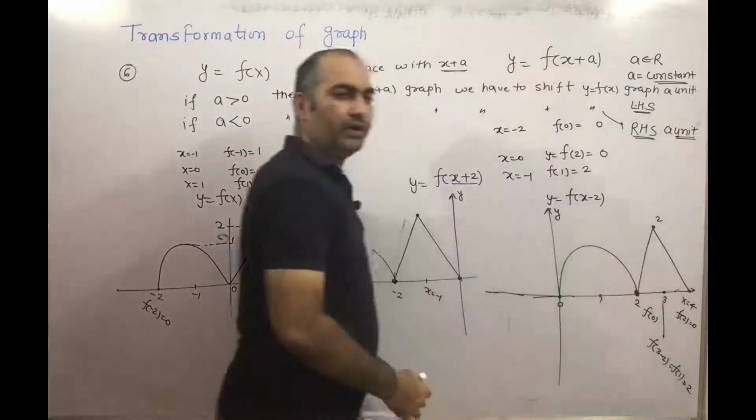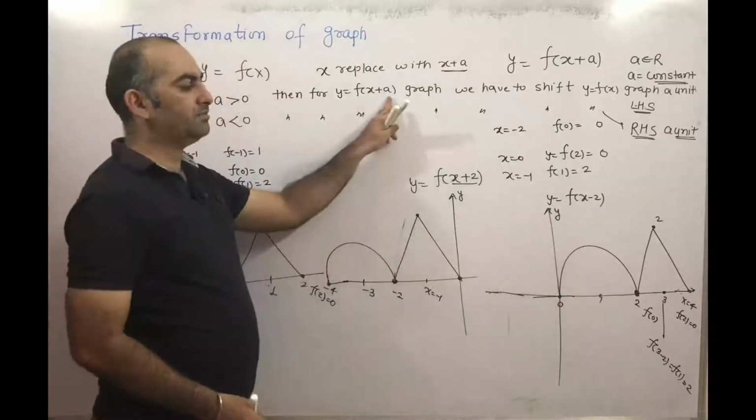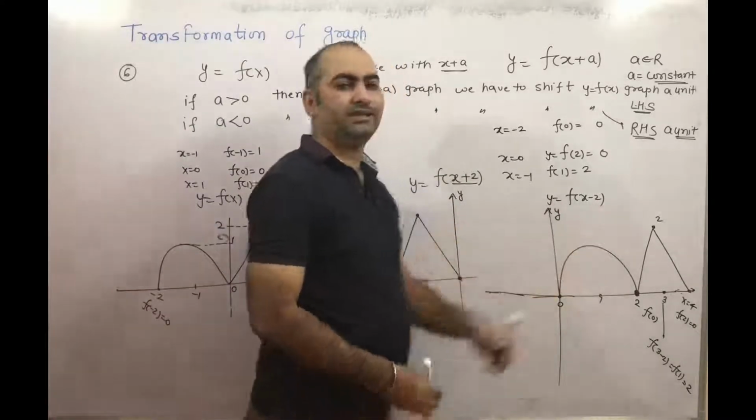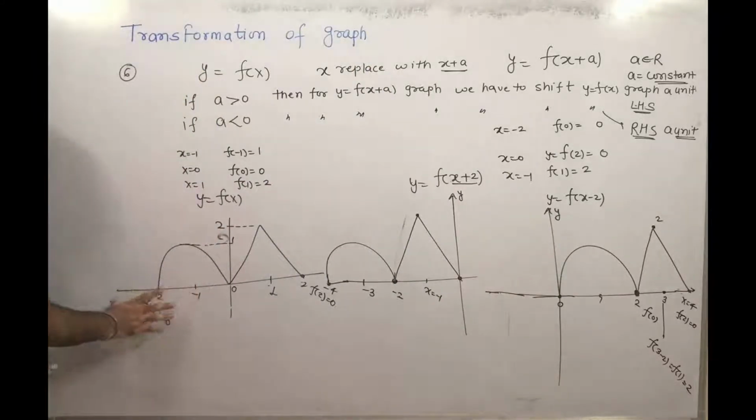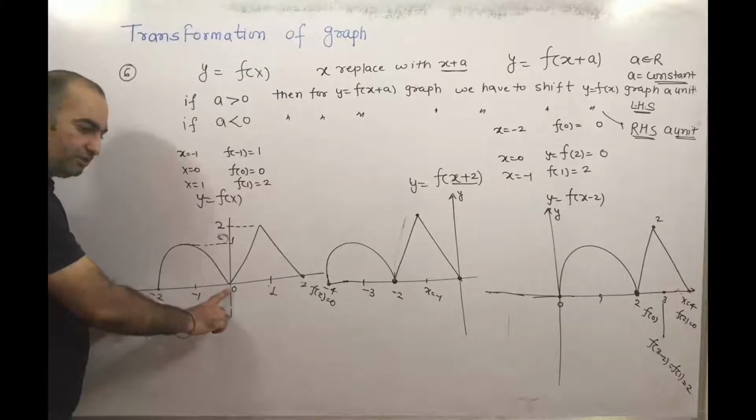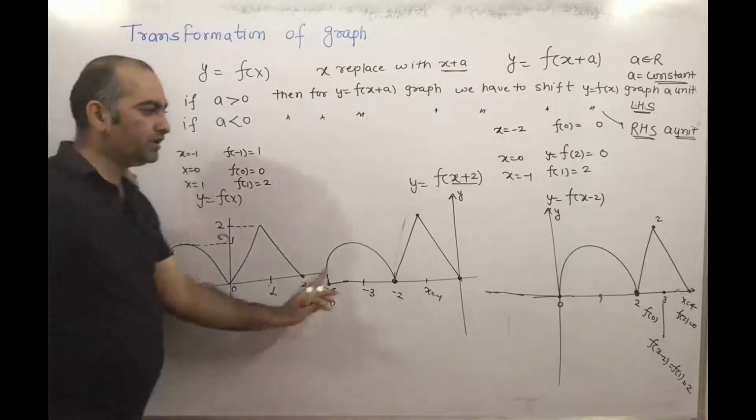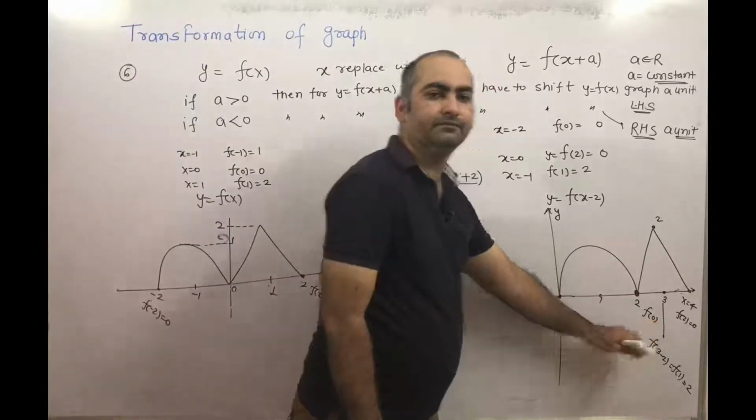Here you can see f of x minus 2. So the value of a is minus 2. Then the y equal to f of x graph we will shift 2 units right hand side. If you shift 2 units, minus 2 will come at 0, minus 1 will come at 1, 0 will reach 2, and 2 will go to 4. So you will get this graph.